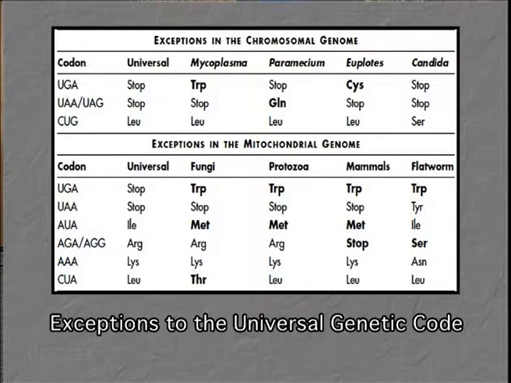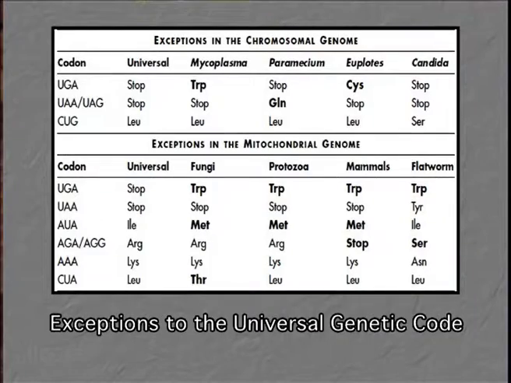On the other hand, we have UAA or UAG, which are universally stop codons, but in Paramecium they code for glutamine. And CUG, which universally codes for leucine, in Candida codes for serine. So there are certain violations of these rules, and this type of exception can be seen predominantly in mitochondrial genomes. So let's have a look at that.